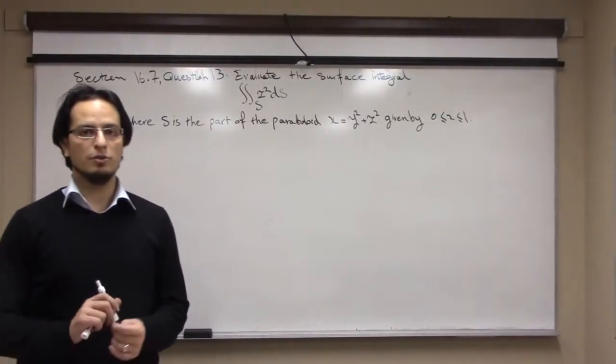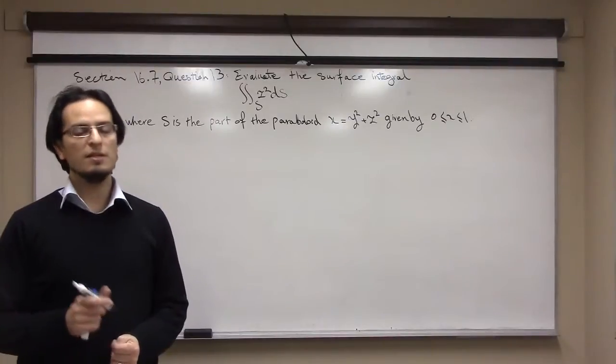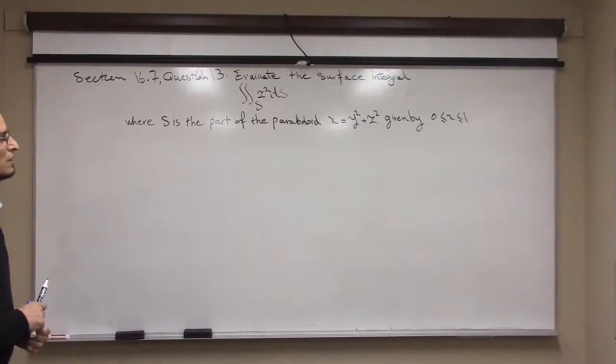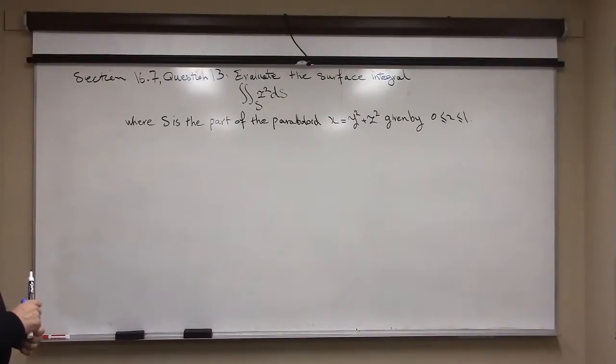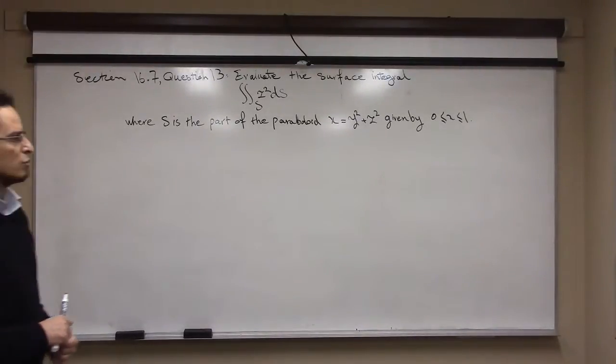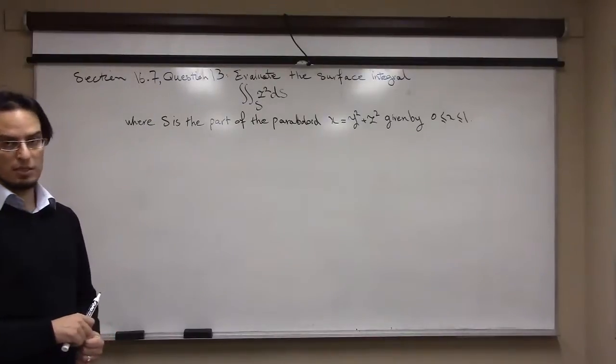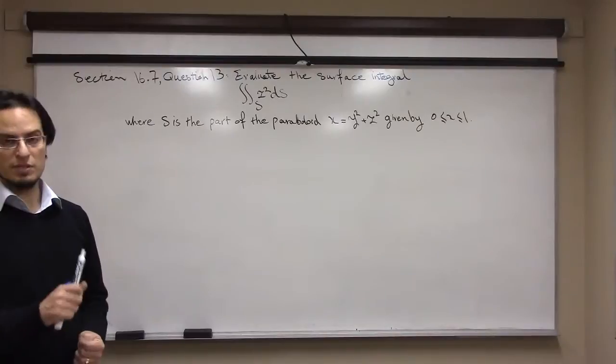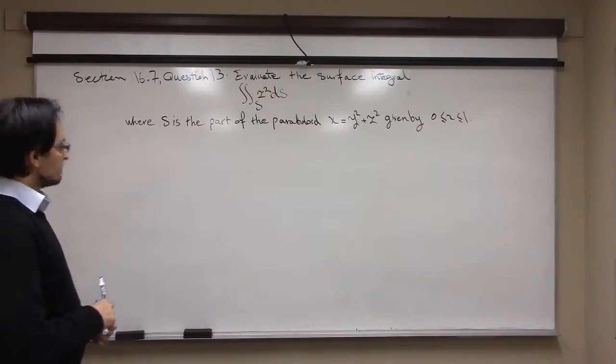In this video I'm going to do question 13 from section 16.7, which asks to evaluate the surface integral of the function z squared over the part of the paraboloid given by x equals y squared plus z squared for x being between 0 and 1.